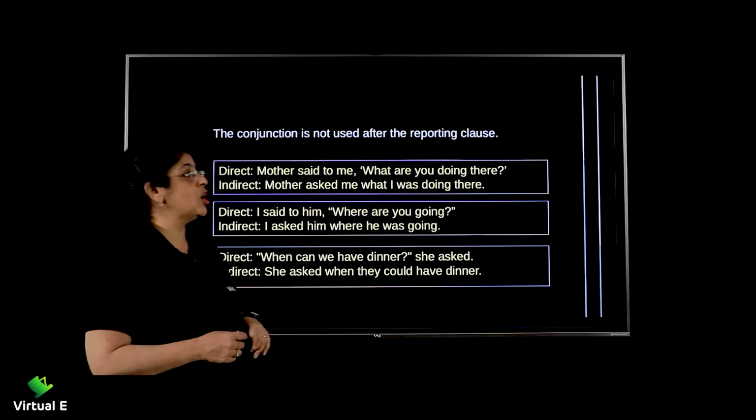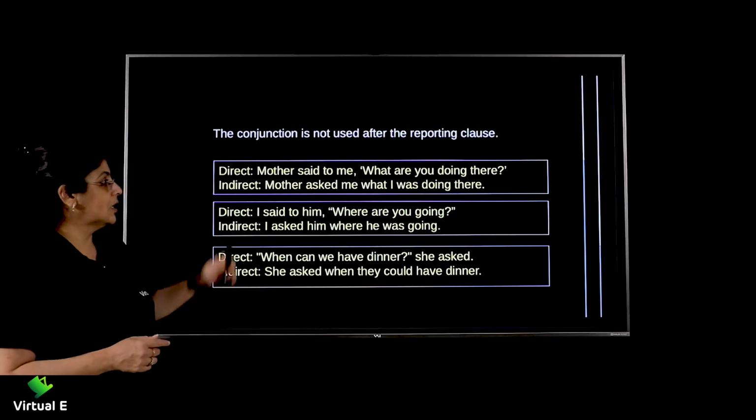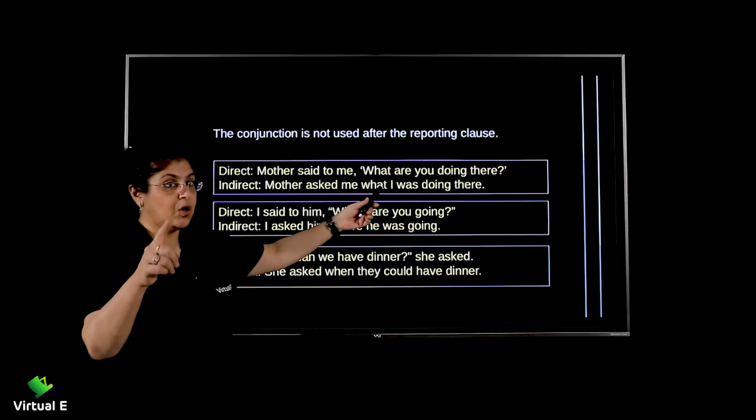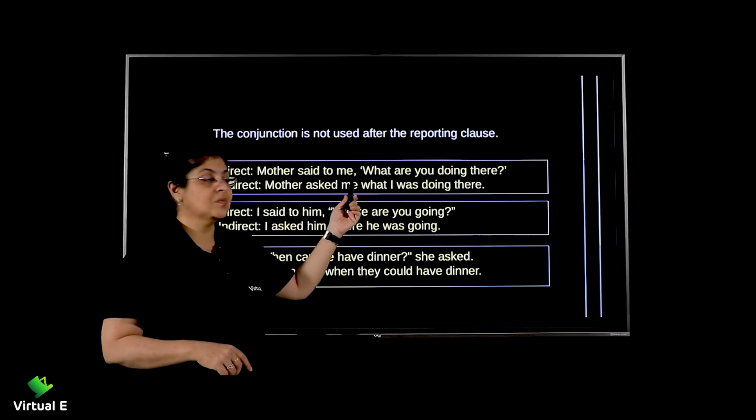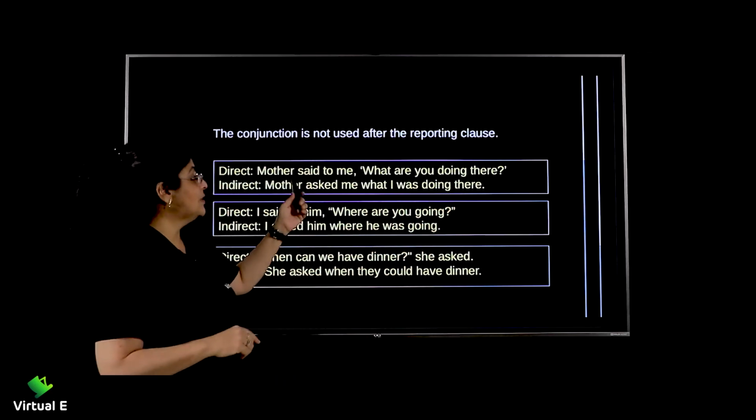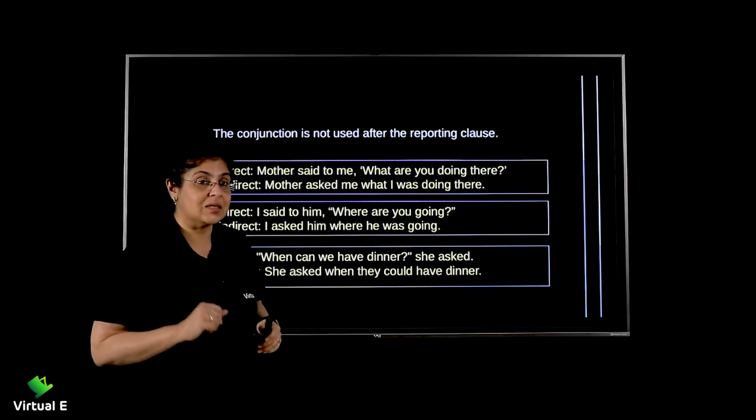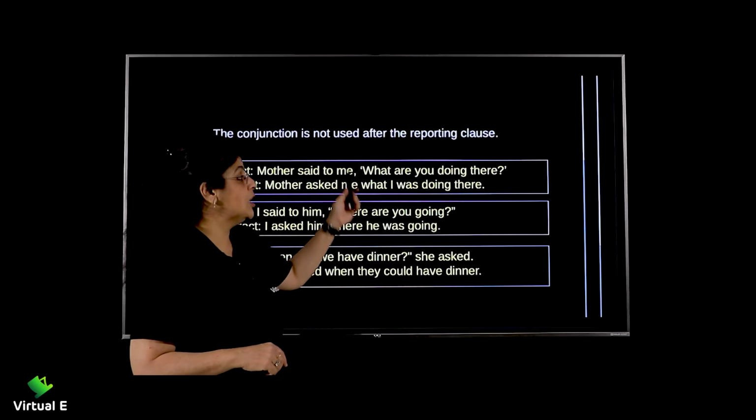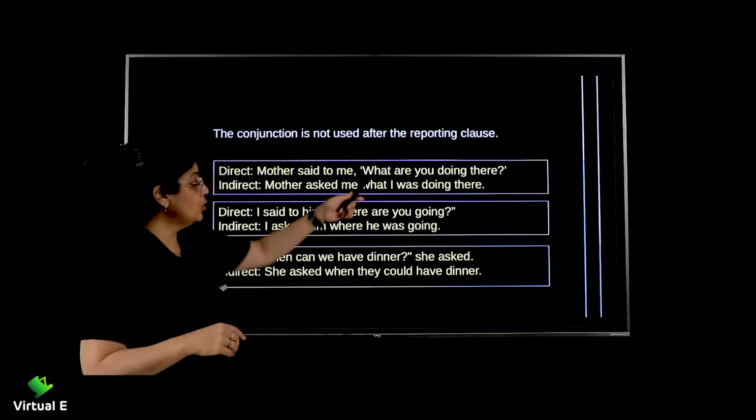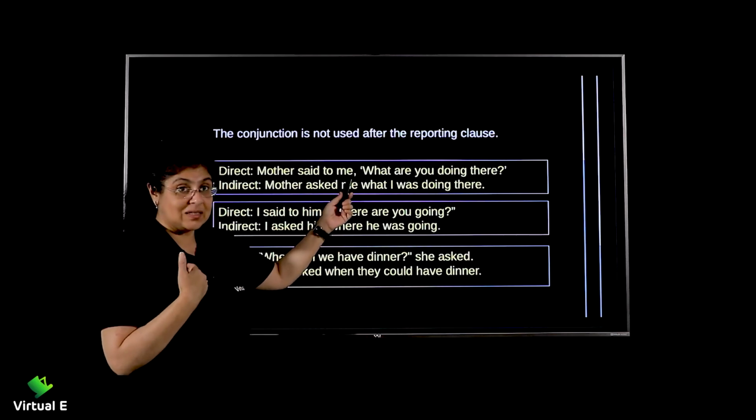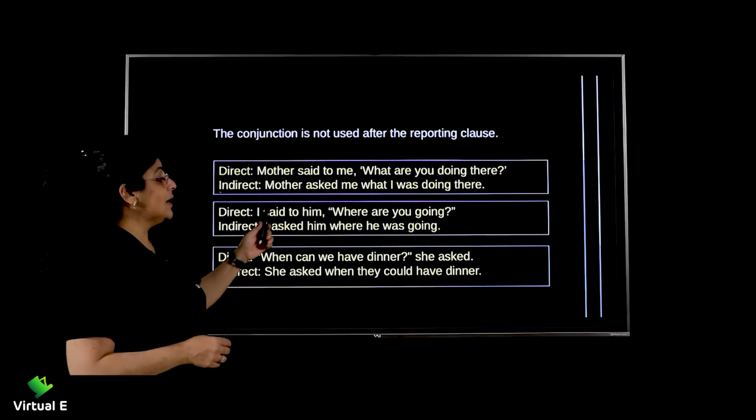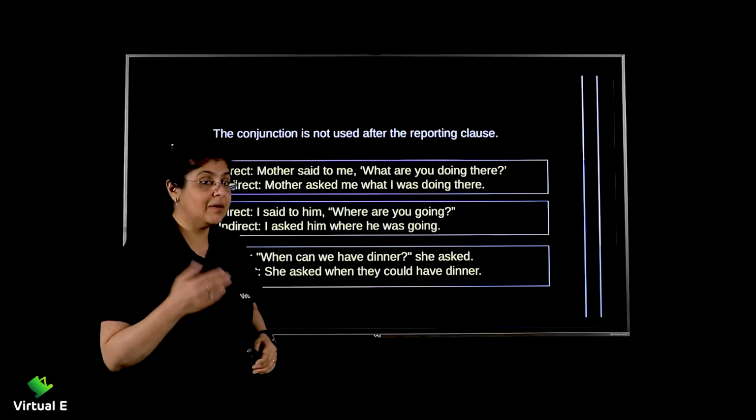The conjunction is not used after the reporting clause. Like we already discussed, mother said to me, what are you doing here? Now, very important. Mother said to me, but she's asking me something. It's a question. So, the said to gets converted to asked. So, mother asked me, what I was doing there. You becomes I, it's me, right? She's asking me. So what was I doing there? Likewise, I said to him, where are you going? Again, I'm asking a question.